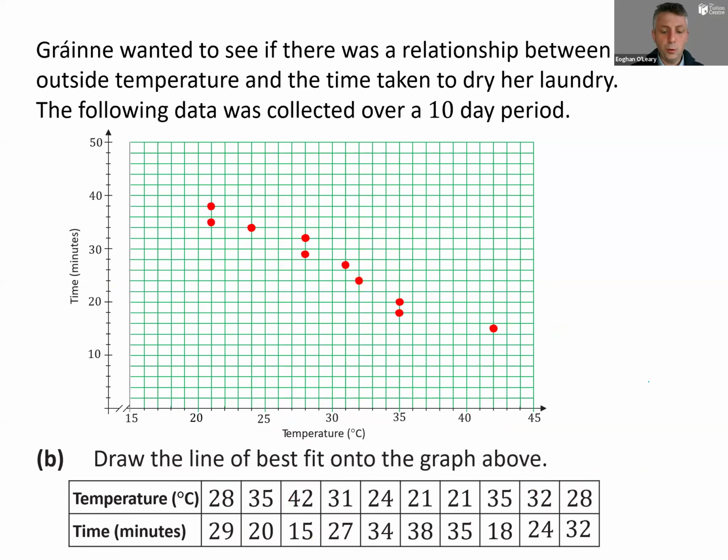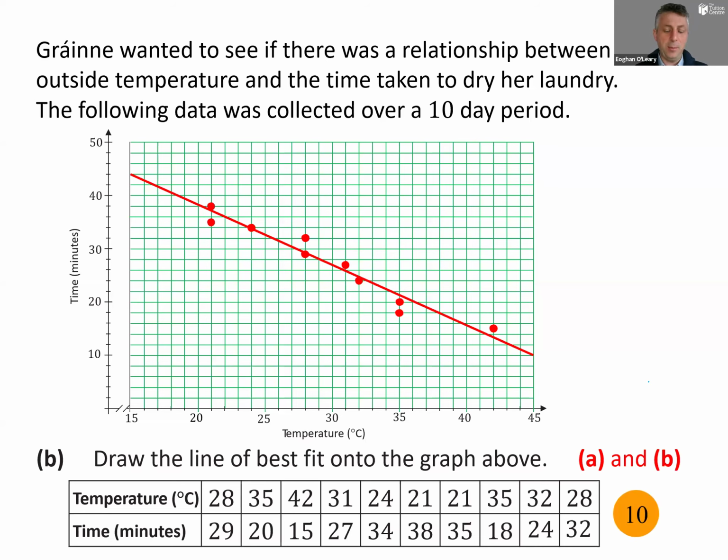We then have to draw the line of best fit onto the graph above. The line of best fit is drawn in such a way that, roughly speaking, you have about half as many dots above the line as below the line, and they're as tightly packed to the line as you can get them. You can, if you wish, find the average of the x's and the average of the y's, in this case the average of the temperatures and the average of the times, and use that as a point for it to go through. That's fine too. But there it is, drawn by eye, absolutely fine.